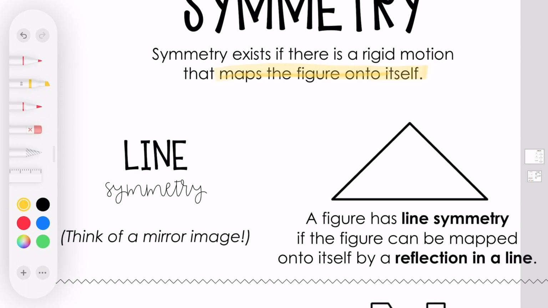The first one we're going to be talking about is line symmetry. And I'm going to be using a different color for each of these. Now, line symmetry, I want you to think of a mirror image. So you can fold it in half, either from the sides or from the top down. And it's pretty much being reflected in a line.